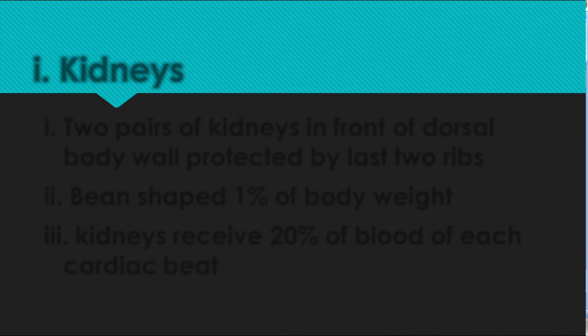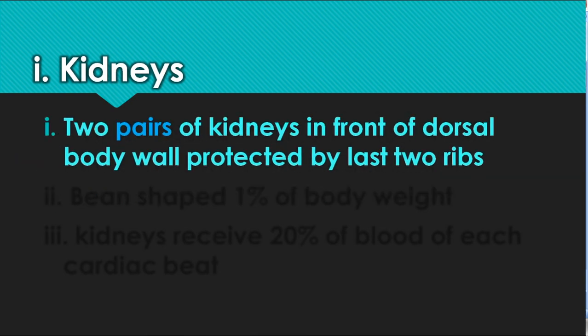Next is the structure and function of the kidneys. Humans have a pair of kidneys, meaning two kidneys are found in front of the dorsal body wall and are protected by the last two pairs of ribs.